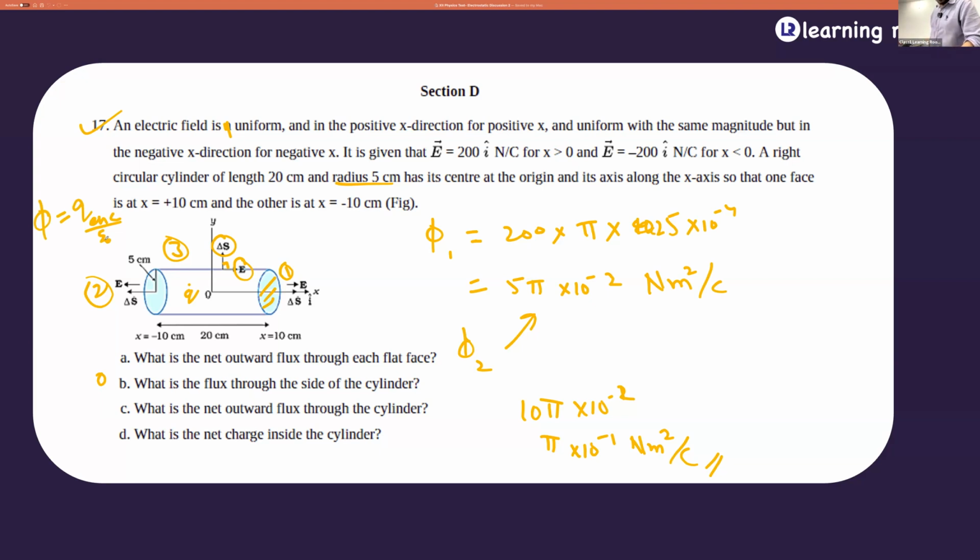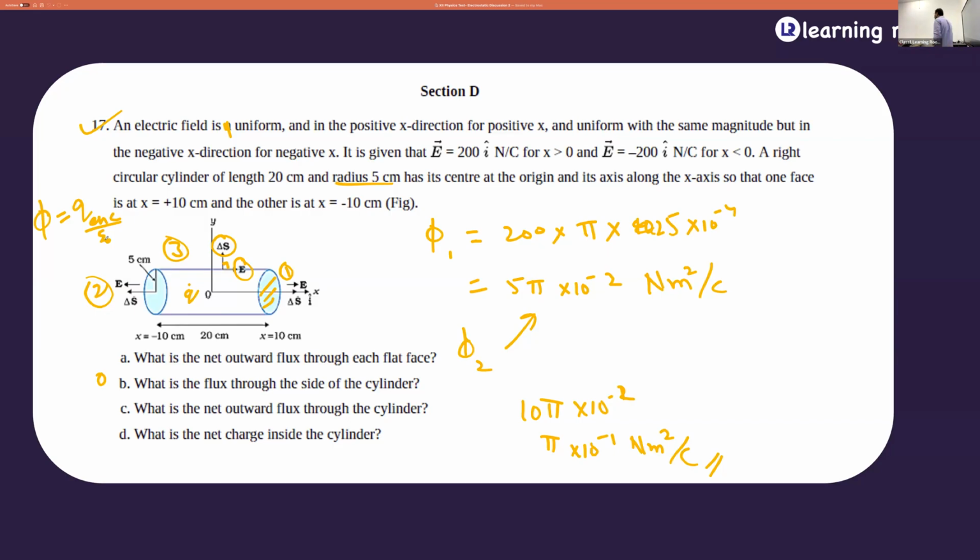I think this is the last one. Tell me that. This one now. 50 pi into 10 power minus 2. Then your answer should be right. Pi is coming, so it is 5000 into 10 power minus 4. Yeah, 5 pi into 10 power minus 1.